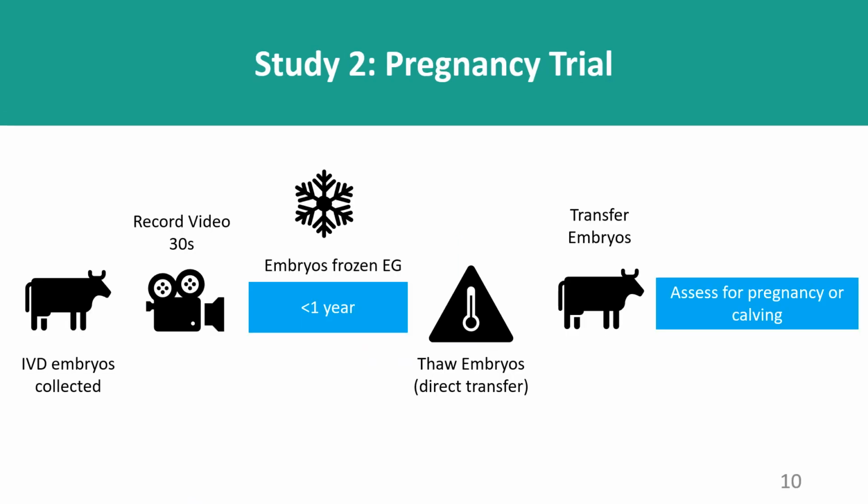It would certainly be valuable to know the viability after thawing, but it would be even more beneficial if we could predict which embryos will have a higher probability of survival before we begin the freezing process. In our second study, videos of embryos were recorded prior to freezing. The embryos were frozen in ethylene glycol and then subsequently transferred into recipients at a later date. Pregnancy data was recorded.